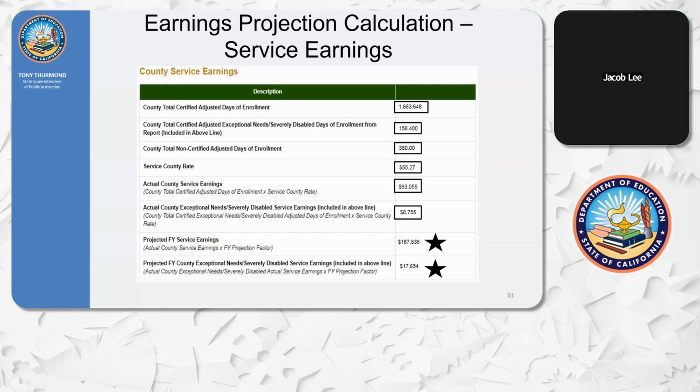Next, you'll see the projected fiscal year service earnings. This takes the actual county service earnings from above, then multiplies it by the projection factor. For this example, we get $187,636. And that is what we are projecting this contract service earnings to be for the fiscal year. Finally, we get to the projected county exceptional needs, severely disabled service earnings. This is calculated by taking the 8,755 from above and multiplying it by the projection factor. This gives us $17,654, and it is also included in the line above with the $187,636.